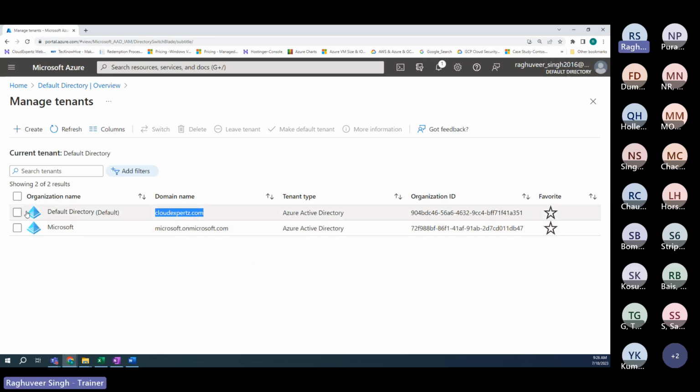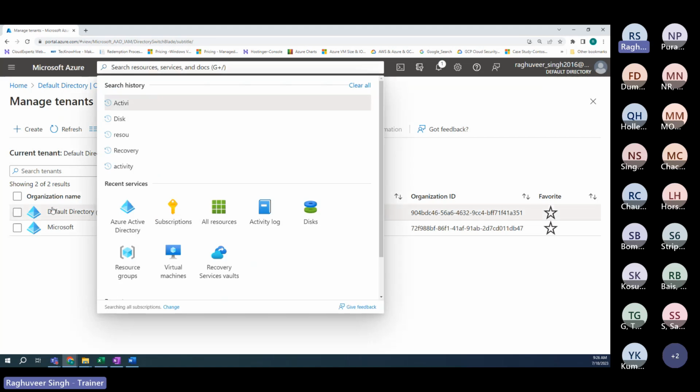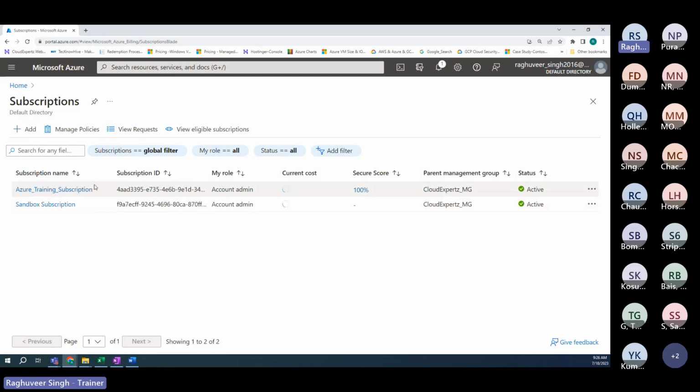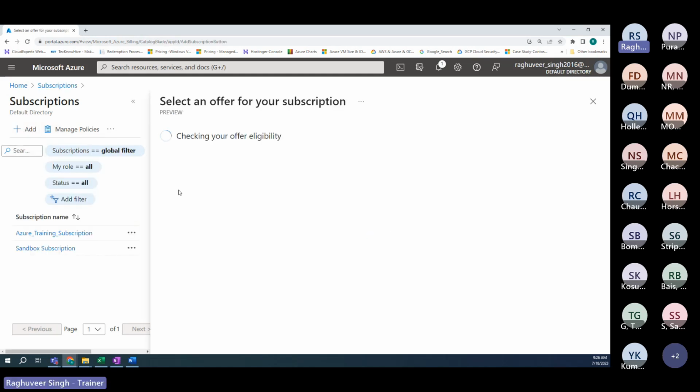Similarly, you can create more tenants here, and you can associate subscriptions with the tenant also. So first you will create a tenant, then you will create subscriptions. So for example, let's say there are two tenants here, then you will navigate to subscriptions. And when you add a subscription, right now there are two subscriptions in this account, and these two subscriptions are associated to the default directory tenant. Let's say you want to create a new subscription and associate it to a different tenant, you can do it here.